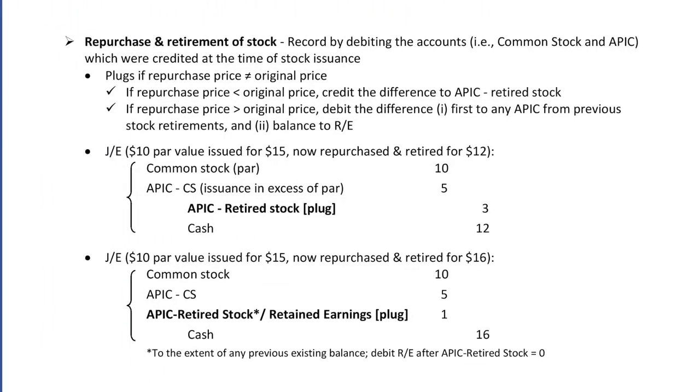Now, if the repurchase price is less than the original price, then the difference goes to APIC retired stock. But if the repurchase price is more than the original price, then the difference is debited to APIC retired stock. But after APIC retired stock becomes zero, it cannot have a further debit. That's when you want to debit retained earnings.